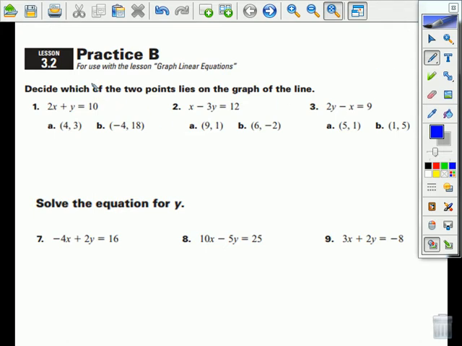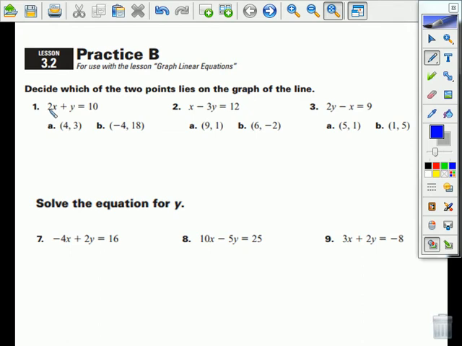This is lesson 3.2, and the lesson is called Graphing Linear Equations. You're going to learn many different ways to graph linear equations throughout this chapter. The first way you're going to learn how to do it is with a table. Before we actually do that portion, I'm going to have you check to see if some coordinates lie on the graph of the line. To do that, it's simply a matter of substituting in the x coordinate and the y coordinate into the equation to see if a true statement is formed.